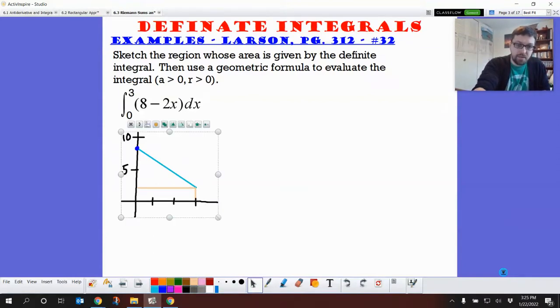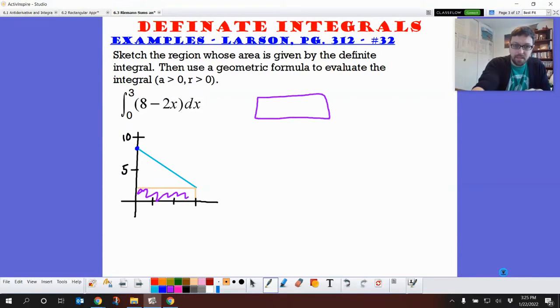So this thing down here is just a rectangle that is 3 long and it is a certain amount high. I don't know how high it is, but I bet I could figure it out. 8 minus 2 times 3 is 2. So it's 3 long and 2 high. So that area is 6.